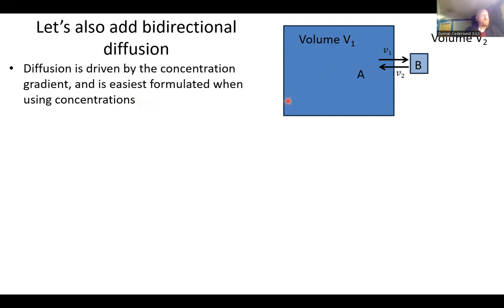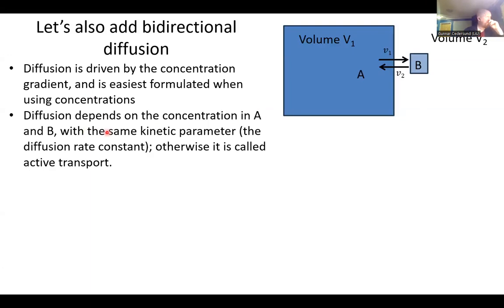So therefore, you want a constant times the difference, or you want to have the same constant both for A and B. So diffusion depends on the concentration in A and B, on the difference in concentration, with the same kinetic parameter, which is the diffusion rate constant. And if that is not fulfilled, then it isn't diffusion. So if you want to model diffusion and you're not fulfilling this criterion, you're not modeling diffusion.